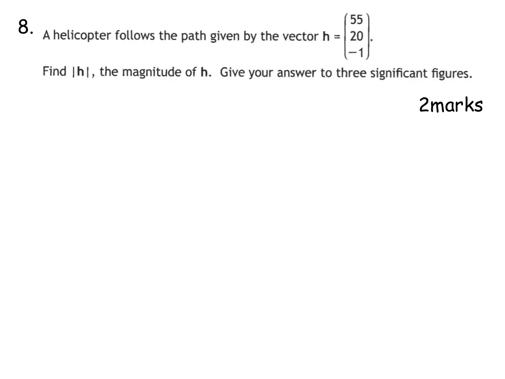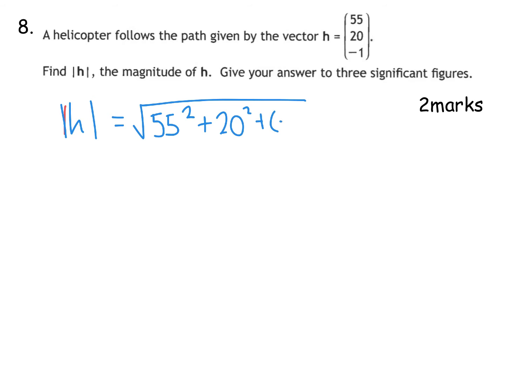Question 8, we have a magnitude question, and it's a nice straightforward one. So the magnitude of h is when you do the square root and you take each of your numbers and square them and add them. So 55 squared, add 20 squared, add minus 1 squared. And you literally go straight to your calculator now. A wee tip, don't put that negative in. Just type in 55 squared plus 20 squared plus 1 squared, because you should know at National 5 that minus 1 squared is going to be positive anyway.